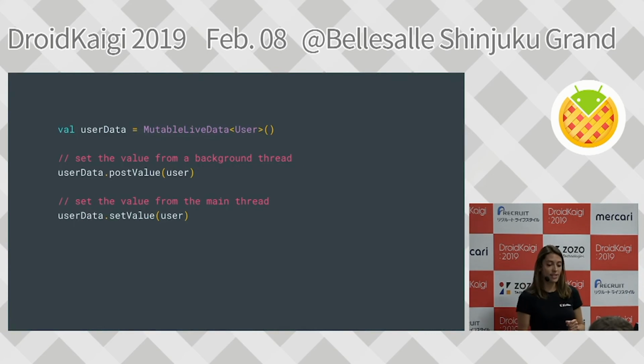So the LiveData subclass that allows you to set values is MutableLiveData. And you can set values either using the postValue or setValue method, depending on the thread that you're calling this from. You would use postValue when you're calling this from a non-UI thread. So by default, LiveData is emitting these events on the main thread. That's something that's really important and you should be aware of.